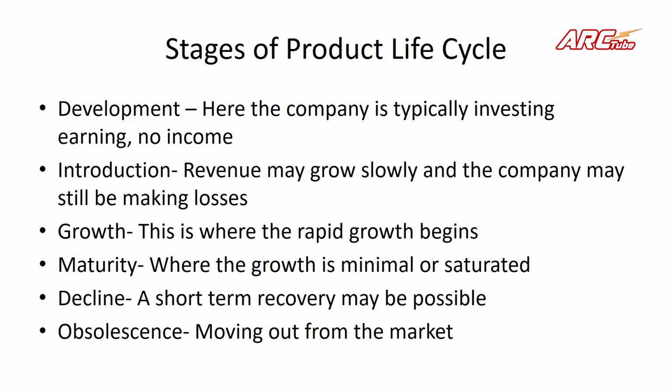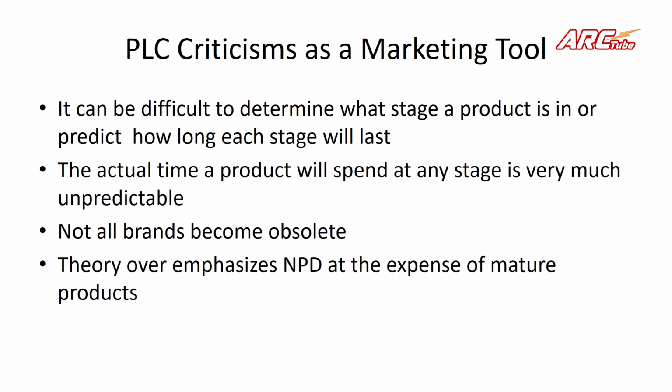Then you'll be able to map these elements onto the products in your organization, and you can see where your organization's products stand right now. There are some criticisms when you use the product life cycle as a marketing tool. The first is that it can be difficult to determine what stage the product is in or to predict how long each stage will last. It will be hard because in some perceptions, some mind frames, they'll think it's in growth, but in others they'll say there's no growth, it's in maturity.